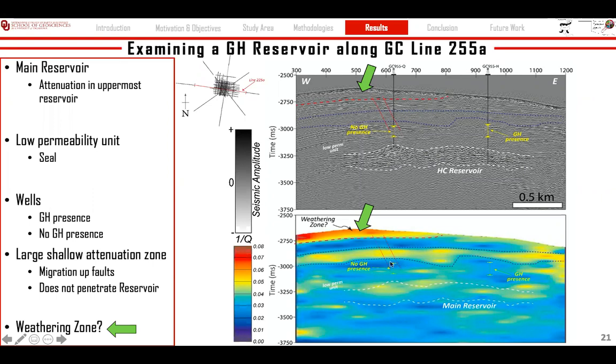Along this line, we observe that these two faults do not penetrate the main reservoir. However, several other lines do suggest that in areas close in proximity to the GC955-H well, several faults penetrate the main body of the reservoir towards the surface, and therefore can act as migration pathways. However, this large distribution of attenuation does raise some concern, and I think it needs to be better constrained for future studies.